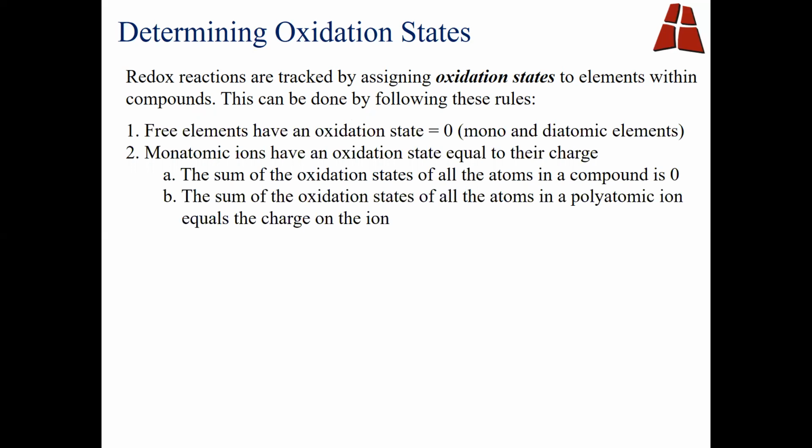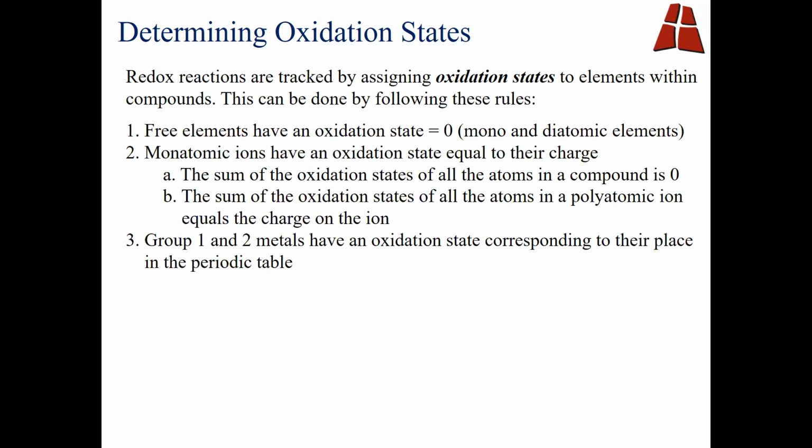Next up, anytime we have a monoatomic ion, again, something with a positive or negative charge, the oxidation state is equal to that charge. And the sum of the oxidation states of all of the atoms in a compound is 0 if it is neutral. And if it's a polyatomic ion, then the sum of the oxidation states of the atoms will equal the charge of the ion. Okay.